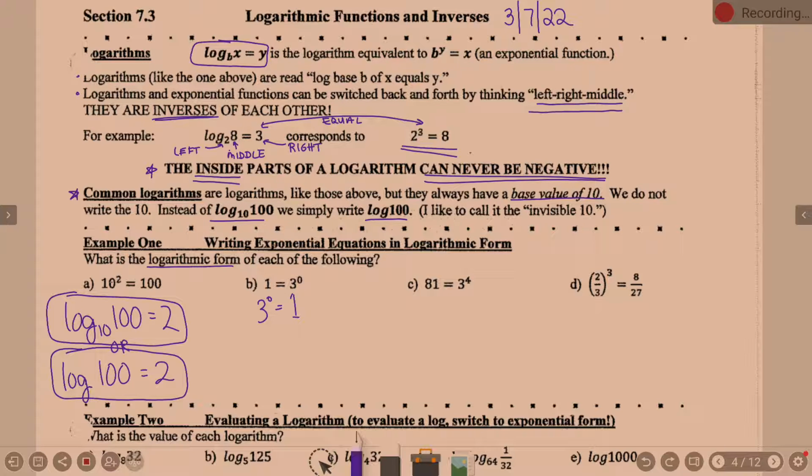Three to the 0 equals 1. If that works better for your brain, then by all means, do that. If that was an unnecessary step for you, that's fine as well.